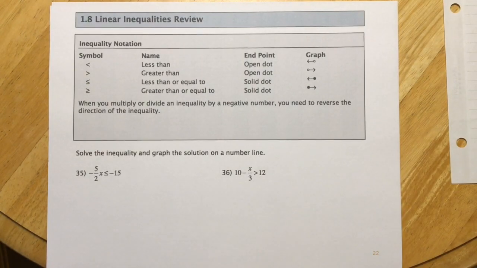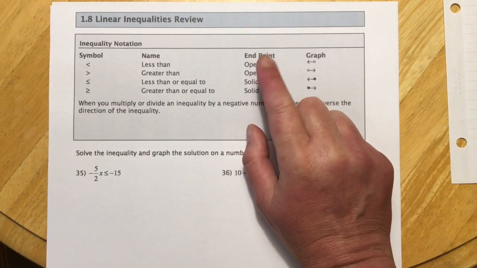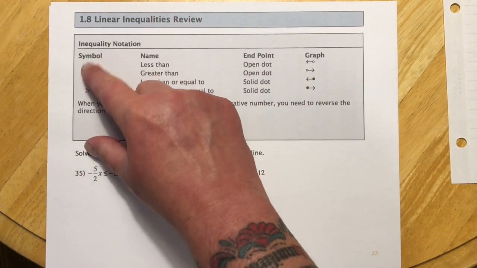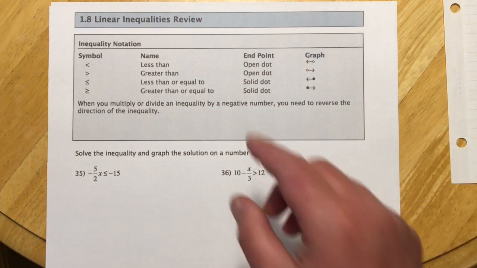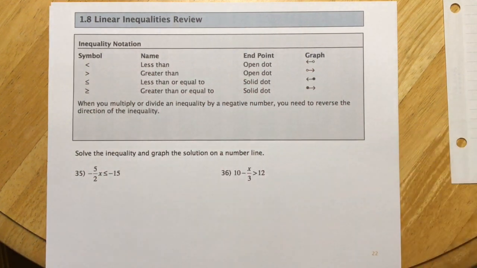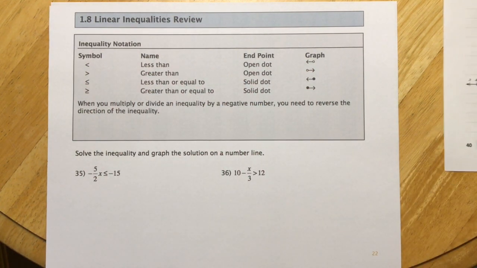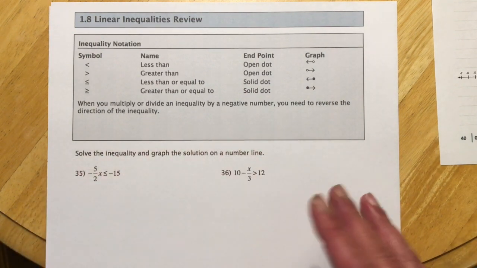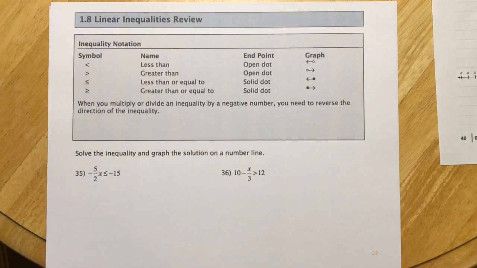Okay, section 1.8. This was linear inequalities, and so we got greater thans and less thans, and greater thans and equal tos. Remember that open dots go with the ones that don't have equals. That's how we say the endpoint isn't included. And then solid dots go with the ones that do have an equal sign. Most of the math in this section is the same as 1.4. It's just now we have this greater than, less than.